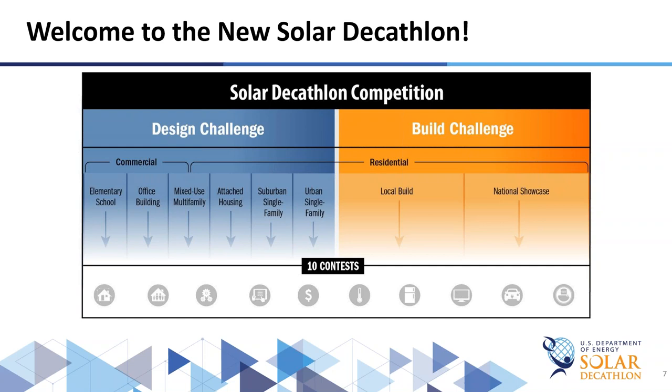But today we're here to talk about the design challenge. And that's where the students will develop incredibly important designs for our market today. And there are six divisions within which they can work. There are two full commercial options to do elementary schools and office buildings, three residential options, which are urban single family, suburban single family, attached housing, and then mixed use, both commercial and residential in one building. So tremendous diversity of competition options, way more than the original Race to Zero Student Design Competition. Thereafter, at the bottom, there will be 10 contests that the students have to compete in. More about those later.